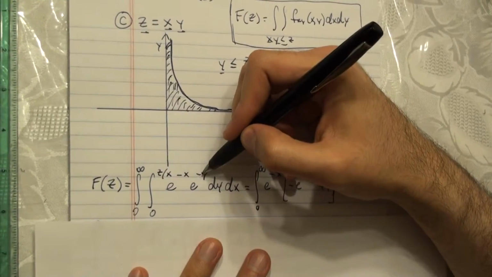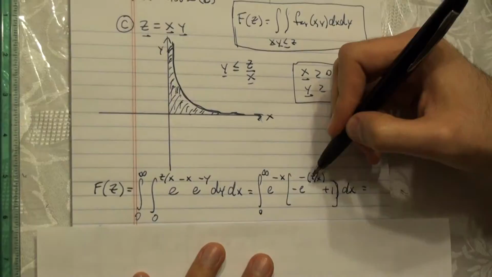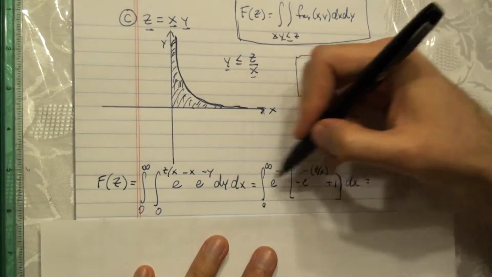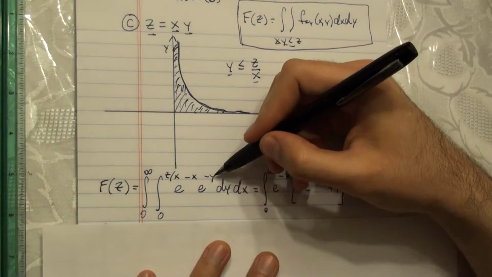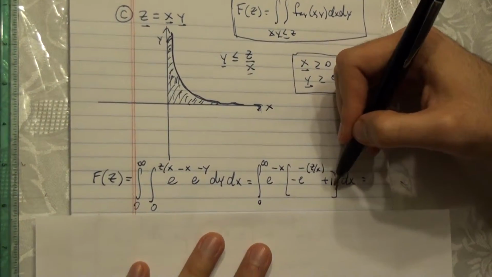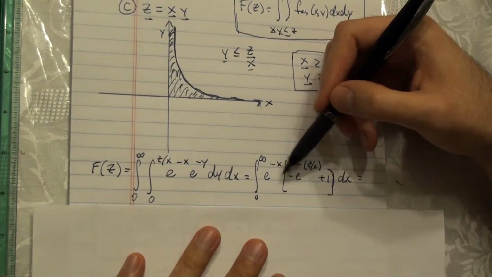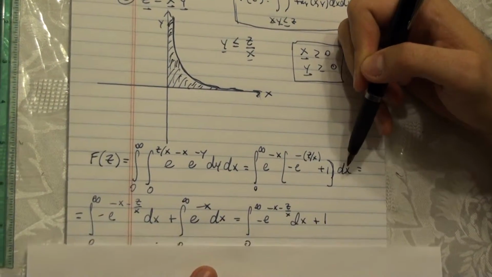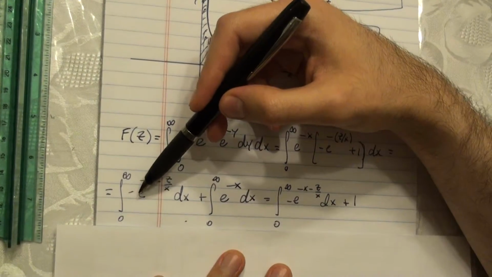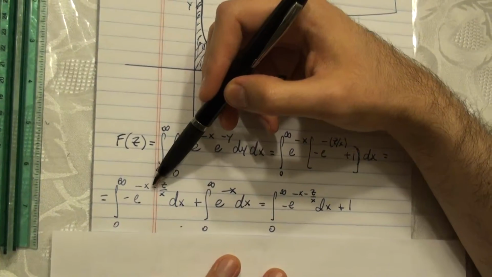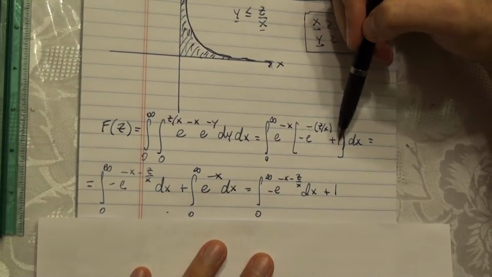That's going to be, we'll bring down the minus, and it's going to be minus e to the minus z over x, minus, but we still have another minus, so it becomes a plus e to the minus 0, so it becomes 1. This is what we're left with. Now I'm going to distribute this e to the minus x over. So I'm going to have minus e to the minus x minus z over x dx, and I separate it into the other integral for the sum.